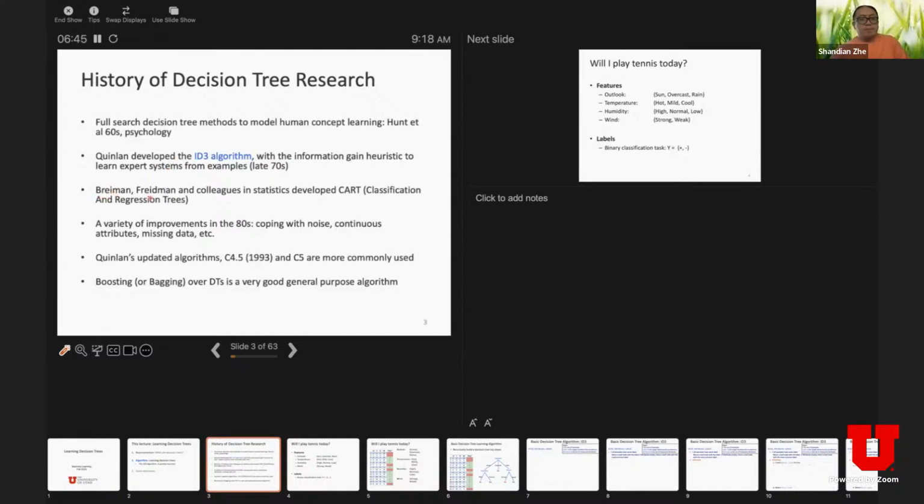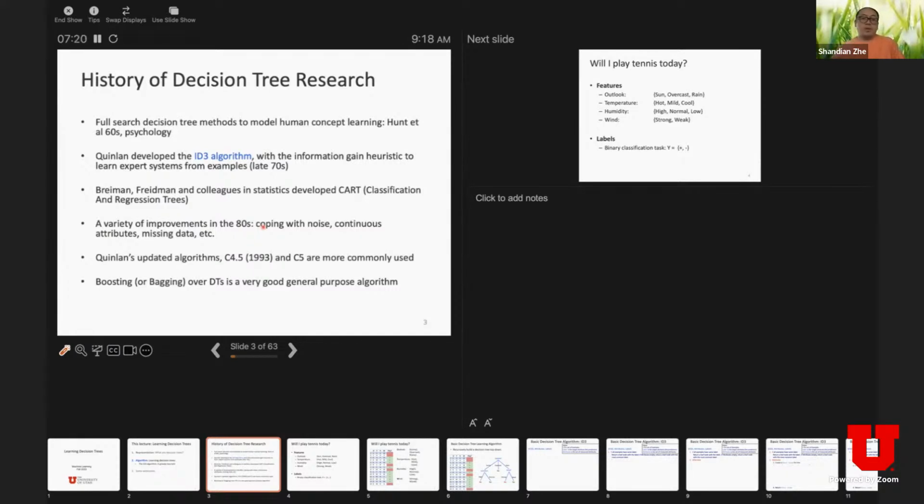And later, three research scientists from IBM, this is from statistics, developed the so-called CART algorithm. So we can view it as some kind of variant of the ID3 algorithm. Their CART algorithm supports both classification and regression, right? And then in the 1980s, there were a variety of improvements to decision trees, which we're going to talk about later after we introduce the ID3 algorithm.